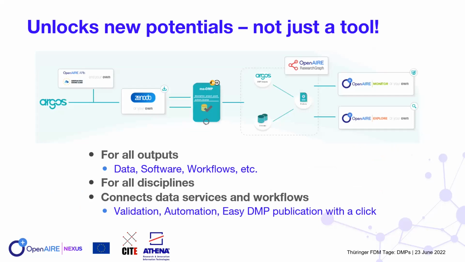Argos is not just a tool, it unlocks different angles. It is meant for all outputs: data, software, workflows. I mean, we call it data management plan, but also the European Commission, since this is the example that I'm providing in this presentation, although they label it as data management plan, they require you to describe software also, or workflows or other outputs. So Argos is for all outputs, for all disciplines, and you can connect, because we connect with many services of the OpenAIRE ecosystem, right? We are an open service, so we connect with other services like repositories, monitoring systems, search engines, and so on. So you can benefit from that and from automations in that manner.